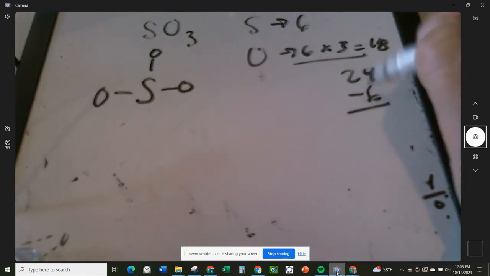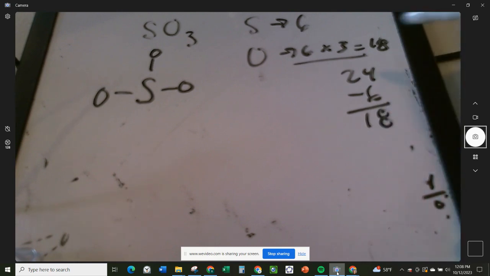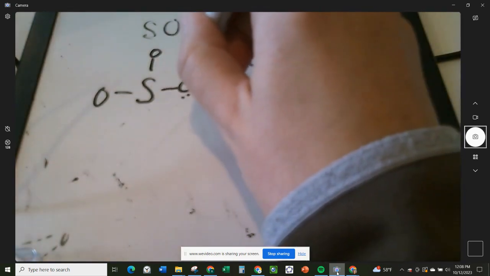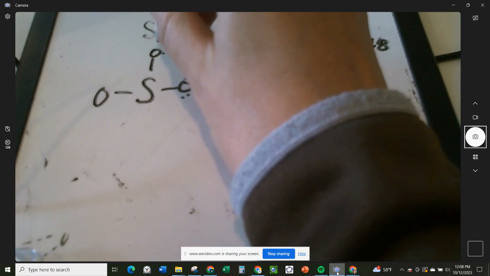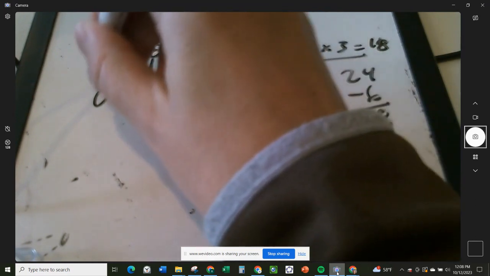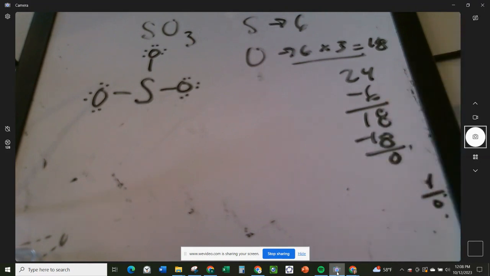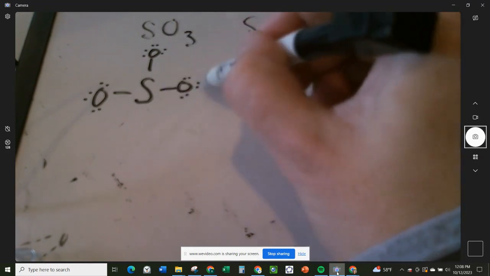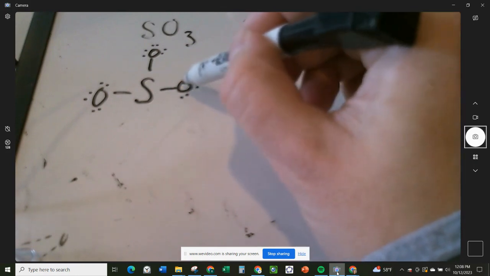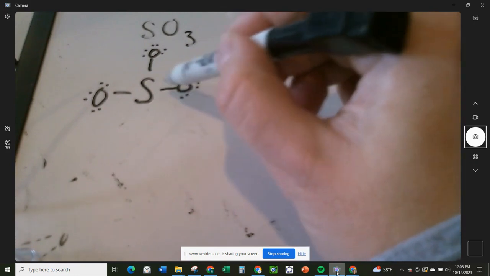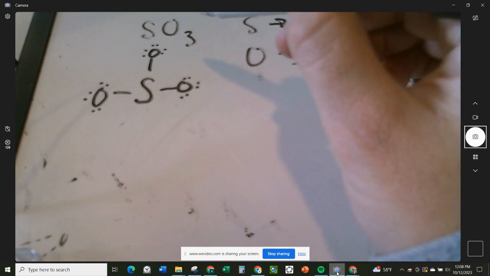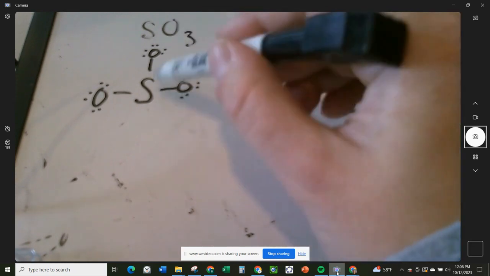We have how many left? 18 left to show. So I'm going to start putting them around the oxygens. 2, 4, 6, 8, 10, 12, 14, 16, 18. Oh, well, now we've shown all of our valence electrons. We have none left to show. If we look at this oxygen, they're symmetrical, so I'm just going to look at this one. This oxygen has 2, 4, 6, 8 electrons. So its octet is satisfied.